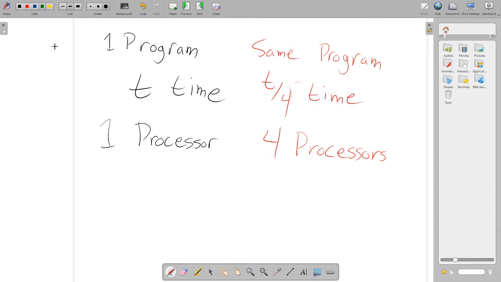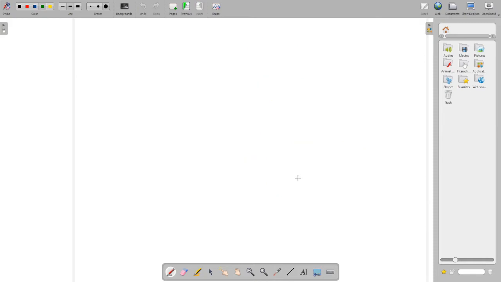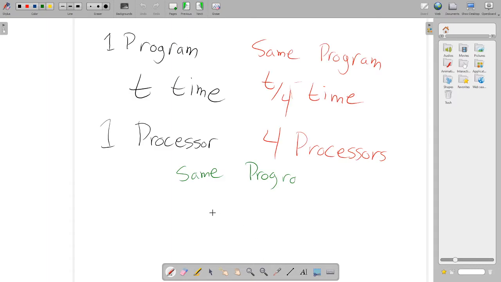So to generalize it, I run the same program. Oh no, I hit a thing on the pen. Hopefully that just... Okay, cool. Just open a new page. Same program, and let's say we're running it on n processors.